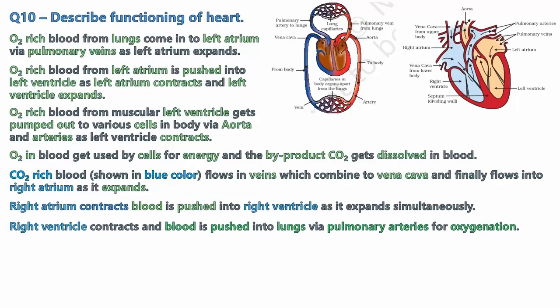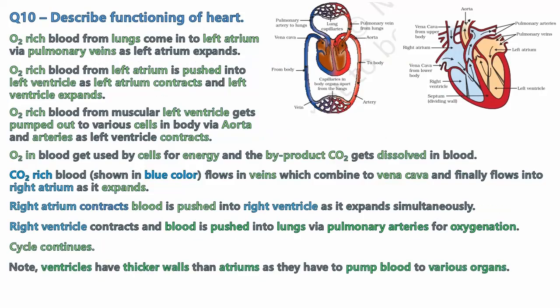Okay, the right ventricle contracts and blood is pushed into the lungs via pulmonary arteries for oxygenation. Okay, so CO2 rich blood is pumped into the lungs. There the exchange of gases happens and it becomes oxygen rich, and it is brought back to the heart. Okay, and this cycle continues.